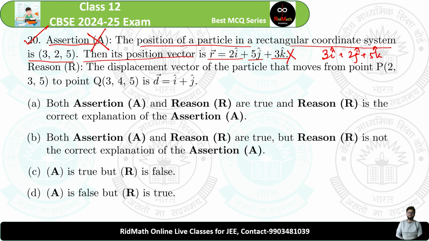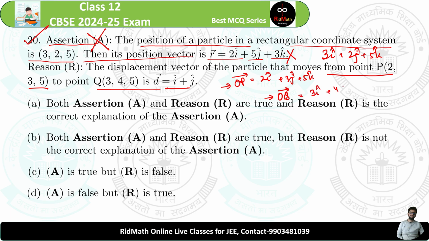Okay, so the reason: the displacement vector of the particle that moves from the point P (2, 3, 5) to the point Q (3, 4, 5) is i plus j. So OP vector, what is OP vector? This is 2 i cap plus 3 j cap plus 5 k cap. And what is OQ vector? These are the position vectors of P and Q. This is equal to 3 i cap plus 4 j cap plus 5 k cap. Okay, now what is PQ vector? The displacement vector is OQ minus OP. Now this is equal to i plus j. So R is correct, but the assertion is false. That means option D is correct, A is false, but R is true.